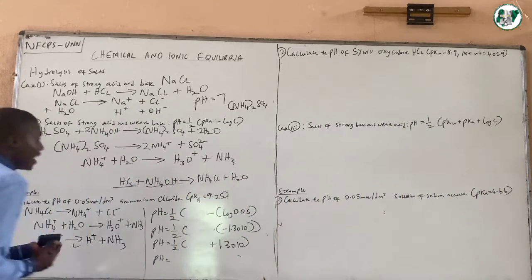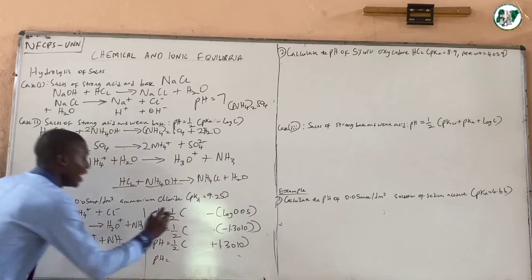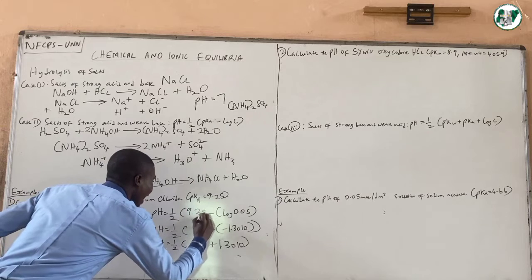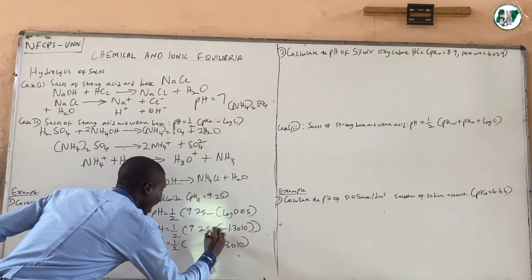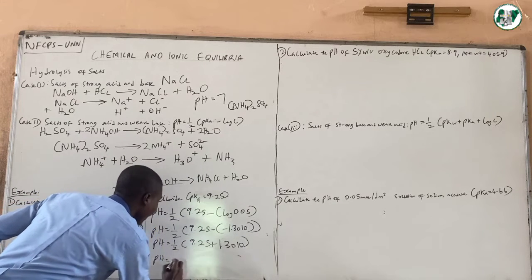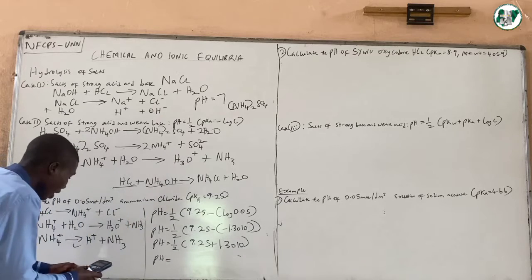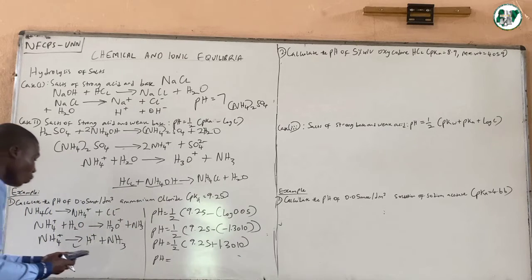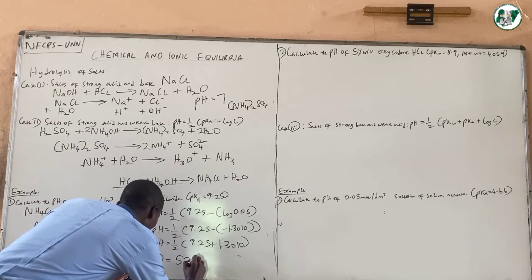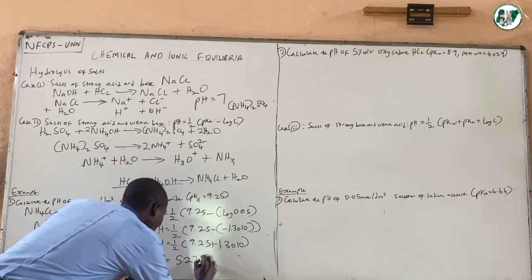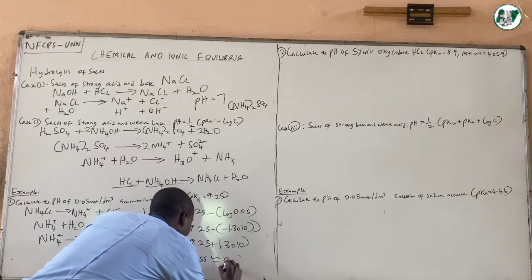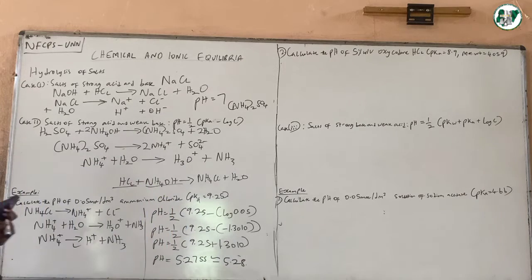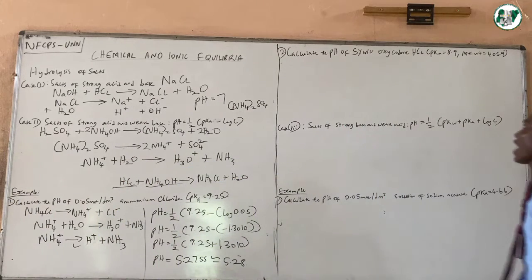So where the pKa is 9.25, we don't need to look for pKa again. So simply put 9.25, and our final pH will be 9.25 plus 1.3010 divided by 2, and that's going to be 5.2755, which is approximately 5.28. So the pH is 5.28. Sorry for that writing error. It's pKa, not pKb.